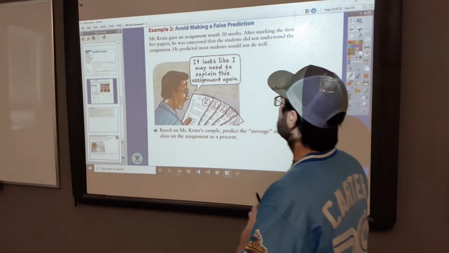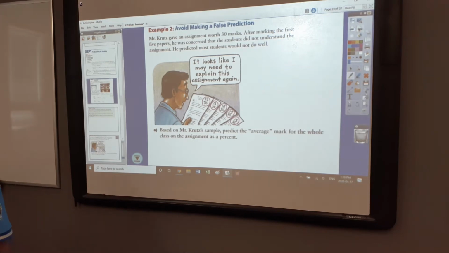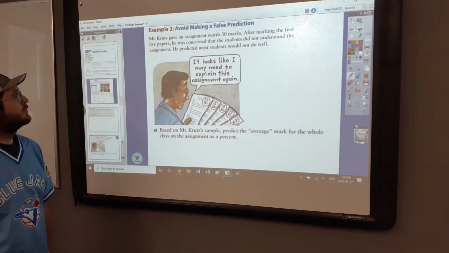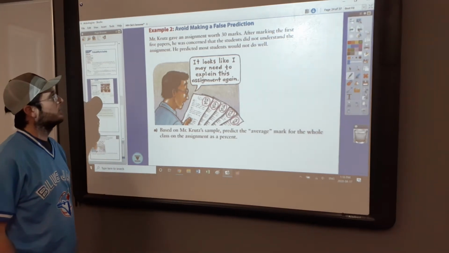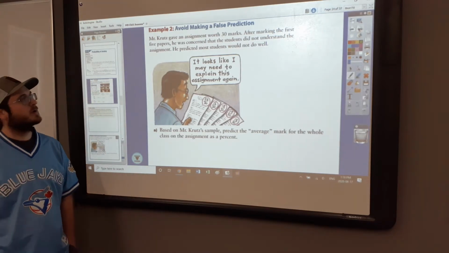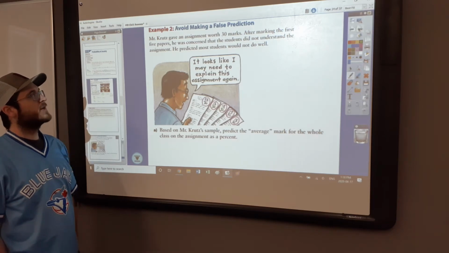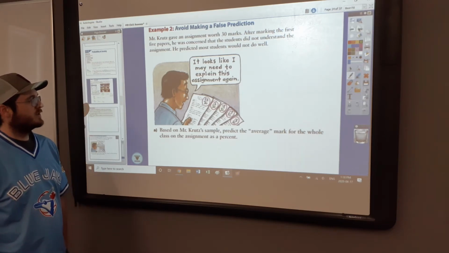All right, example 2, avoid making a false prediction. So we'll look at this example. You'll come across stuff like this in the book as well and in your assessments. Mr. Cruz gave an assignment worth 30 marks. After marking the first 5 papers, he was concerned that the students did not understand it. He predicted that most students would not do well.